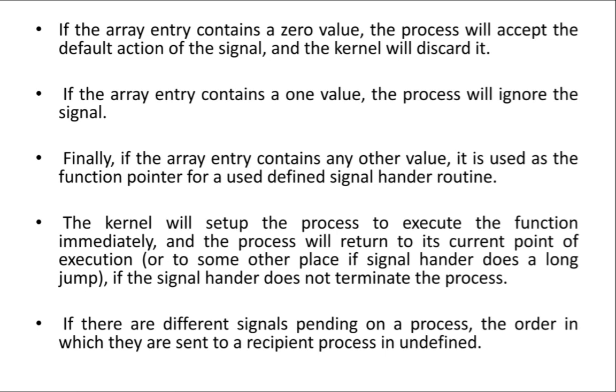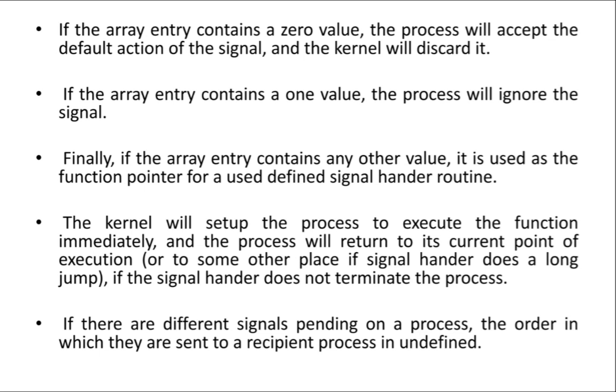Next, finally, if the array entry contains any other value other than 0 or 1, any different value, it is used as the function pointer for a user defined signal handler routine. That means if another value is there in the entry, you can use it as the user defined function pointer, to define your own handler routine. The kernel will set up the process to execute the function immediately, and the process will return to its current point of execution if the signal handler does not terminate the process.